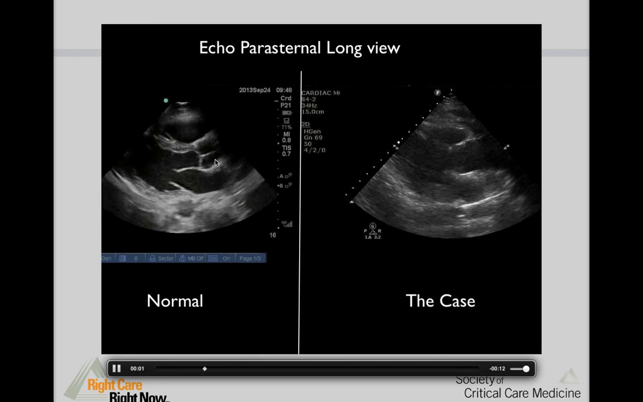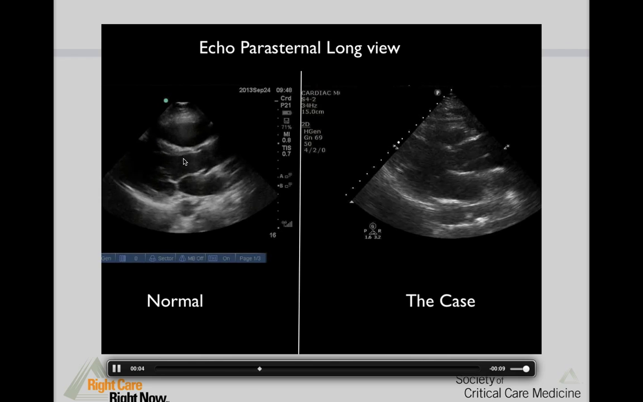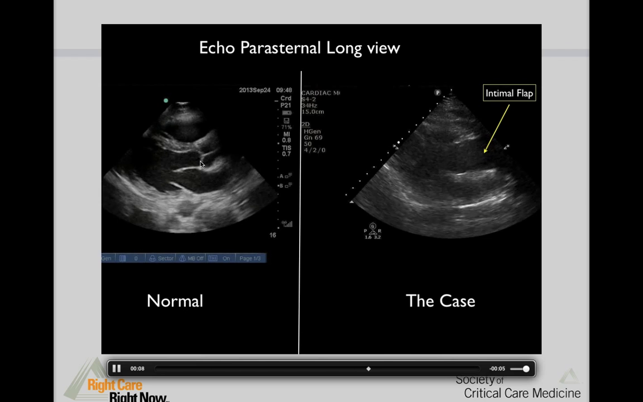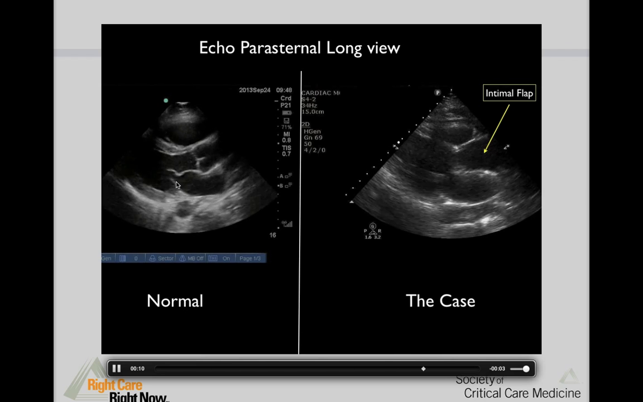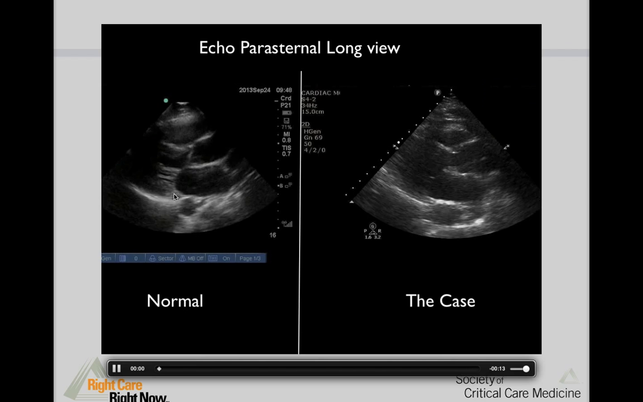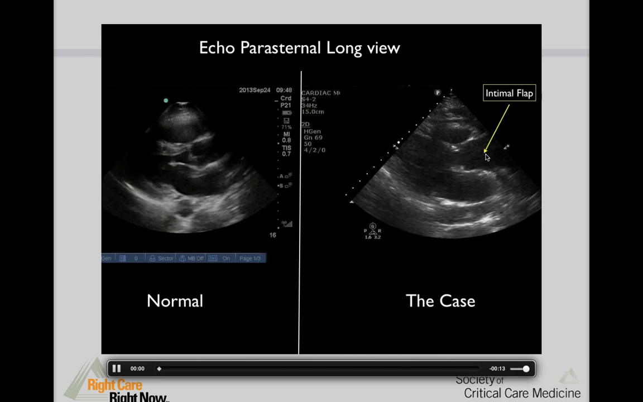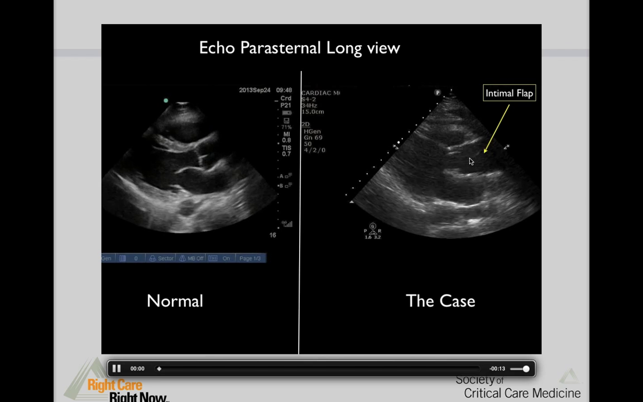So again, here's the normal. So a nice, not tachycardic heart with an aortic valve, mitral valve, crisp borders, good EF. This patient also has a good EF, but as you can see here, here's your intimal flap. So it's indeed a flap.